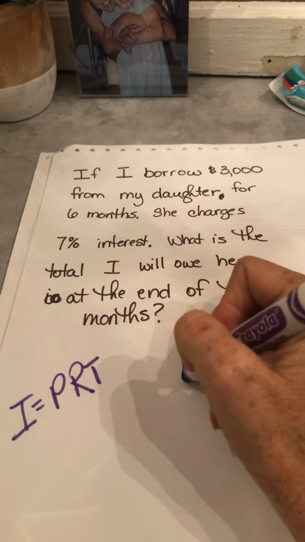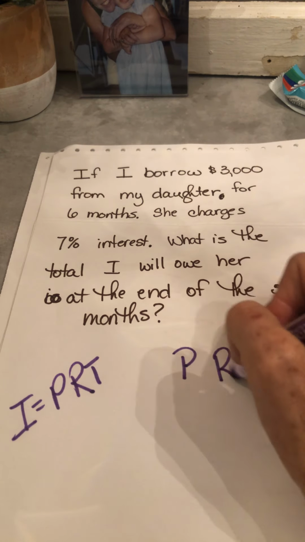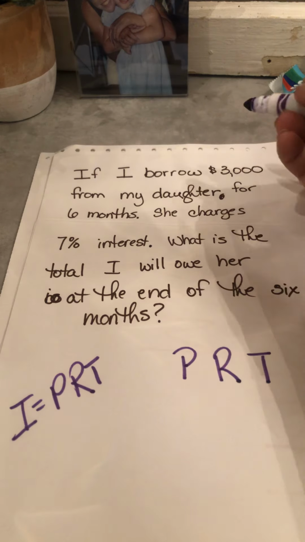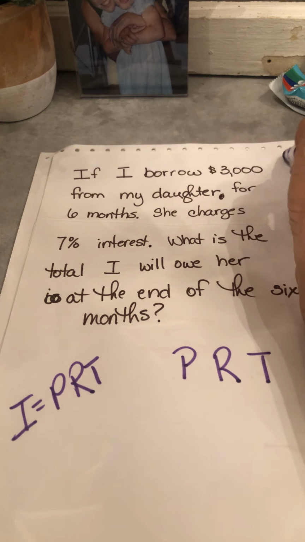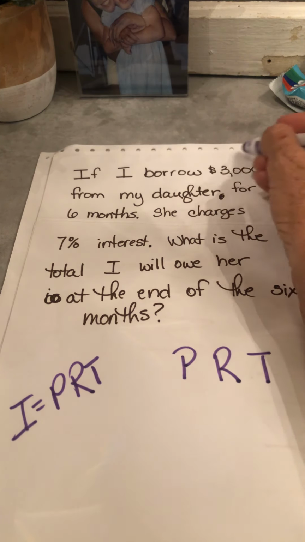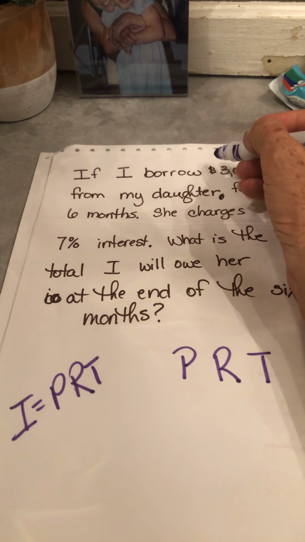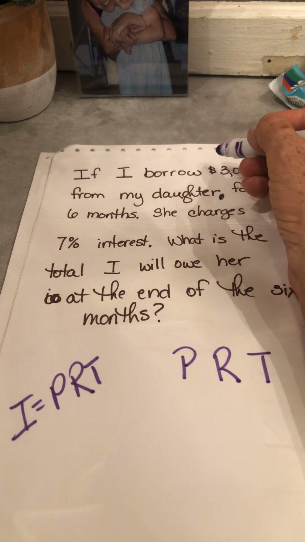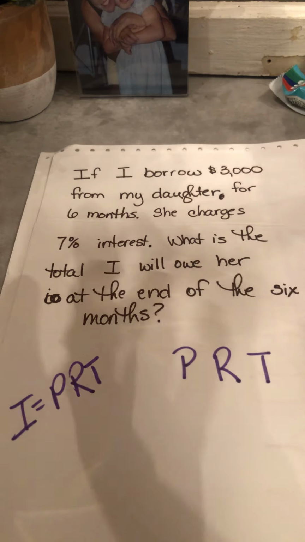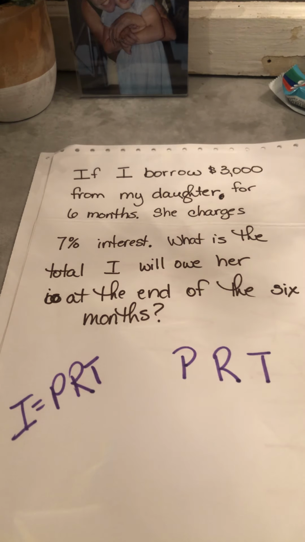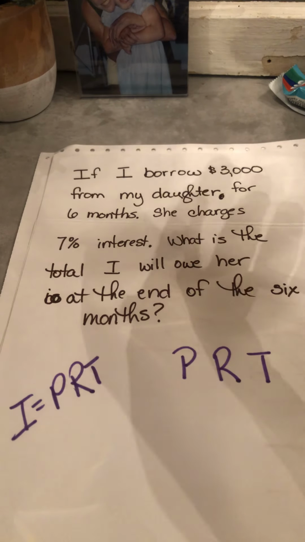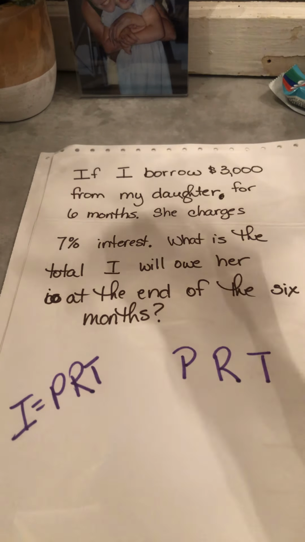Okay, so my formula, principal, rate, time. Principal is how much you either loan or borrow. So, wait, I didn't say that right. Principal is either how much you borrow or how much you deposit. That's what I should have said, not loan. So it's either how much you take away and you're going to pay them interest, or how much you deposit and someone's going to pay you interest.